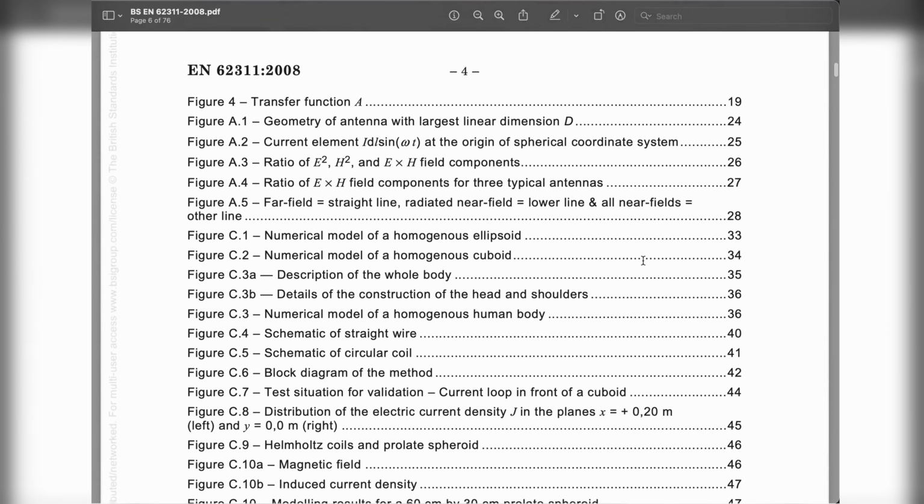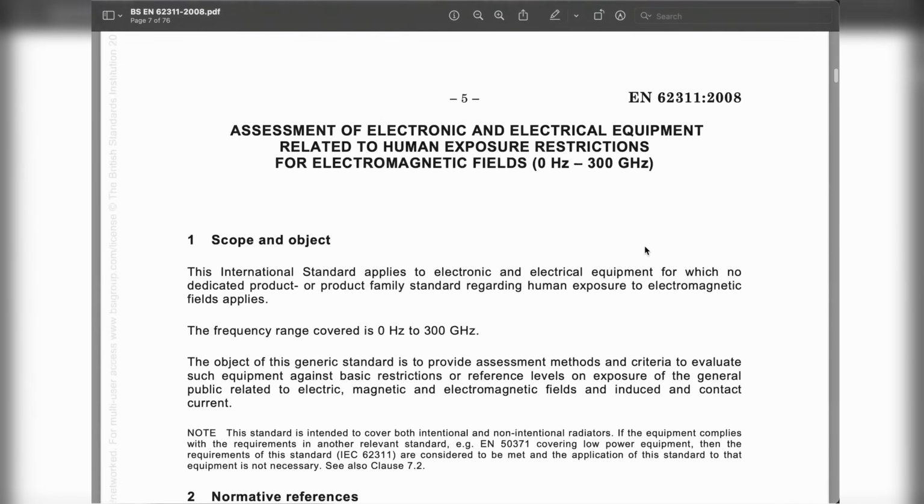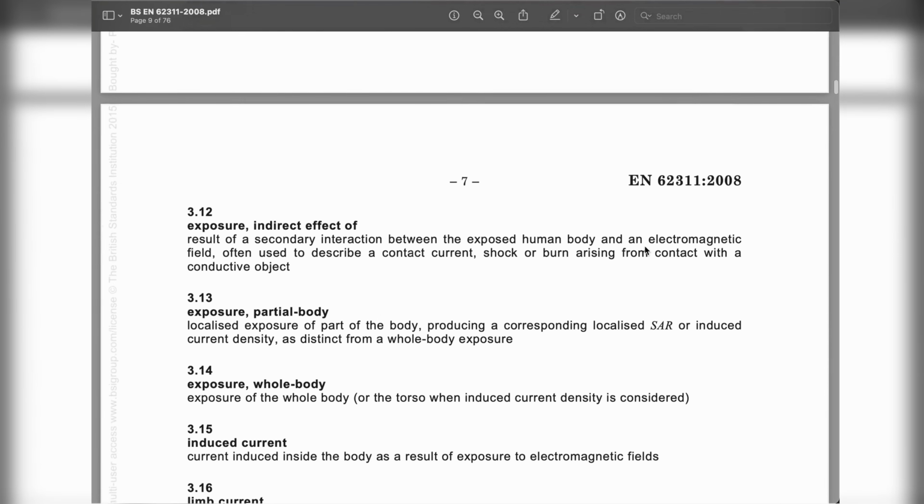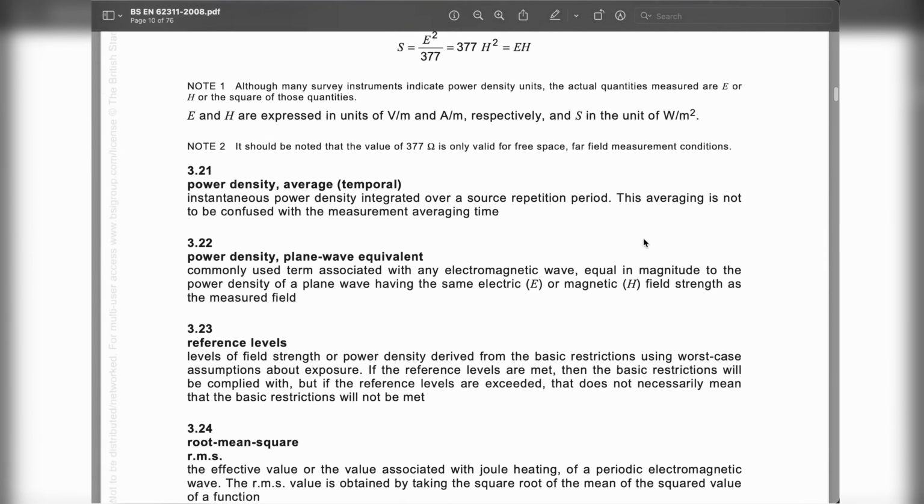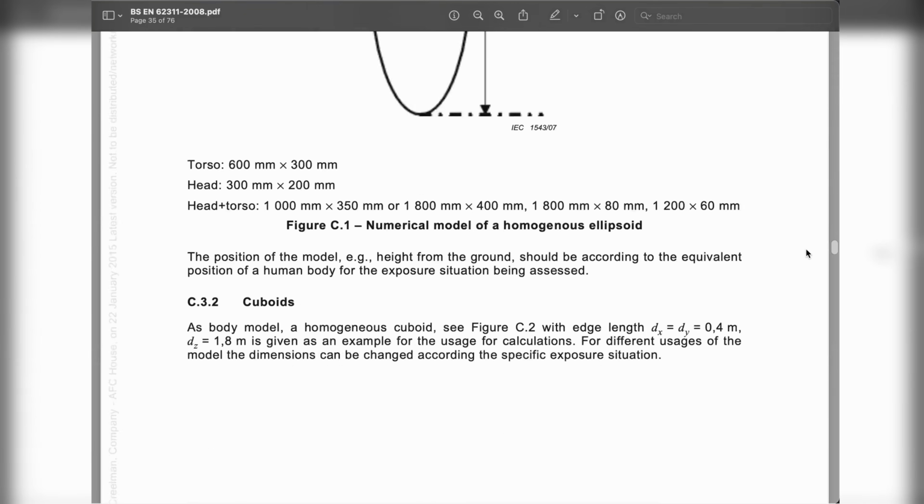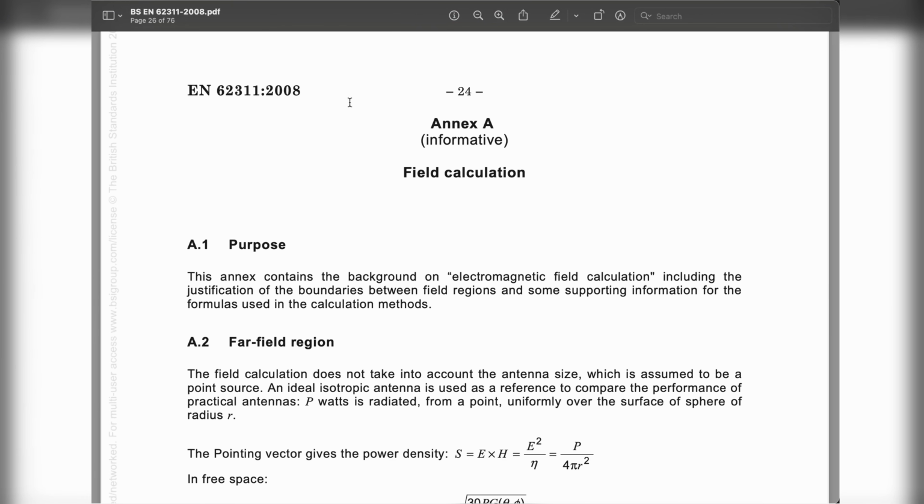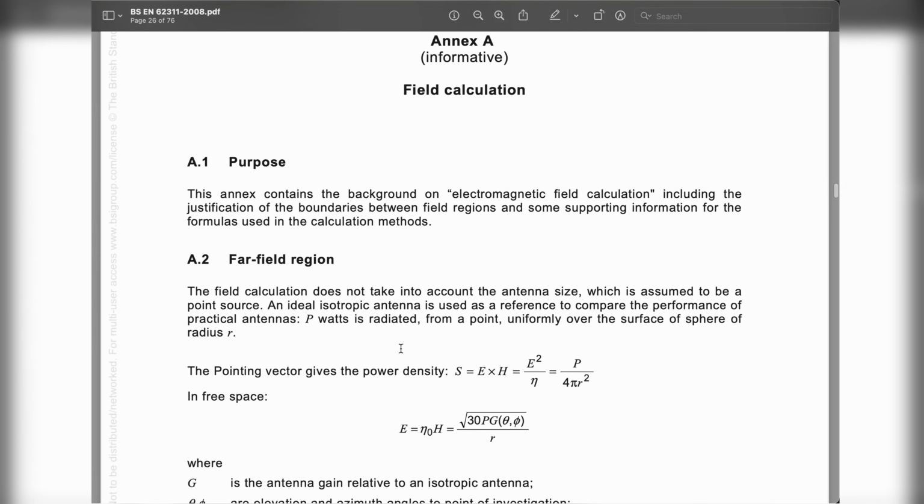However, the main takeaways for us from this standard are going to be the calculation of the near field distance, which is actually described in its appendix, and it is Annex A we need to look at. The Annex A of EN 62311 standard contains the formulas that we need to use for the calculation of electromagnetic power density for all regions in front of the antenna.